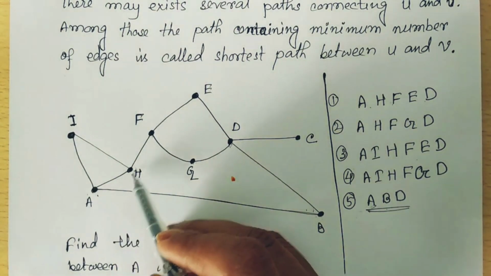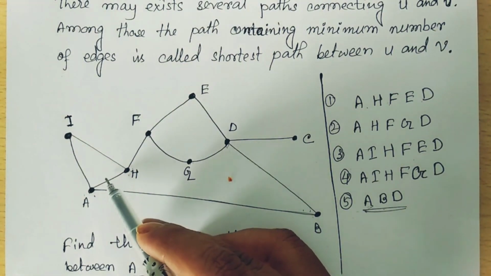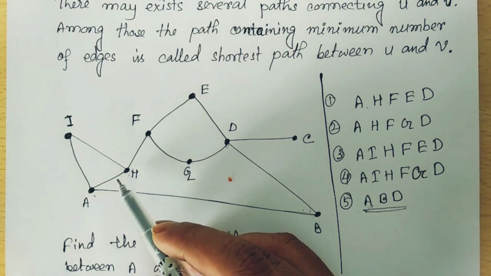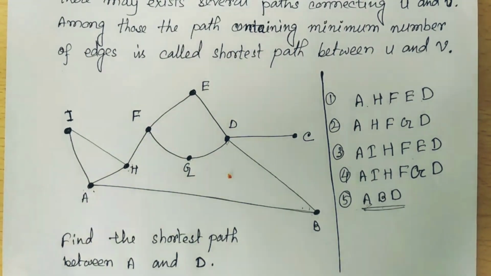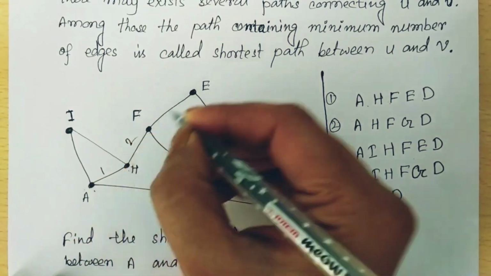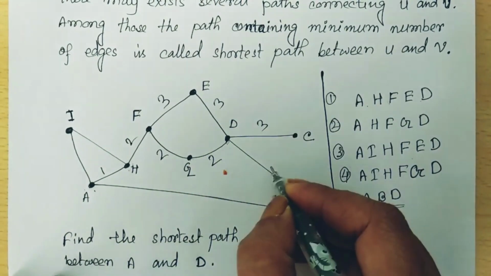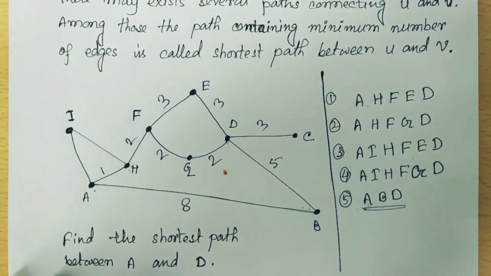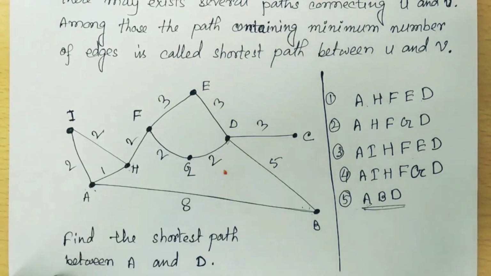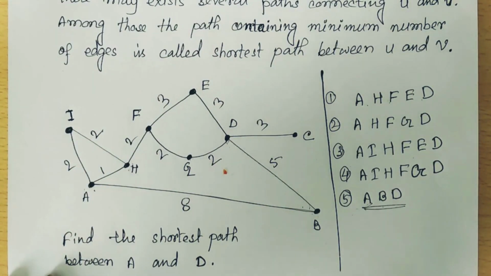Unweighted means no edges have a specific weight provided. No weights provided means each edge has the value 1 as its weight. Now what is a weighted graph? That we already know. A weighted graph means a graph that has some specific weights. For example, suppose this graph is given. Here the weights are given as 1, 2, 3. This is also 3, 2, 2, 3. It is 5. It is 8. Then it is 2 and it is 2. So these are the weights provided to the graph. So now it becomes the weighted graph.